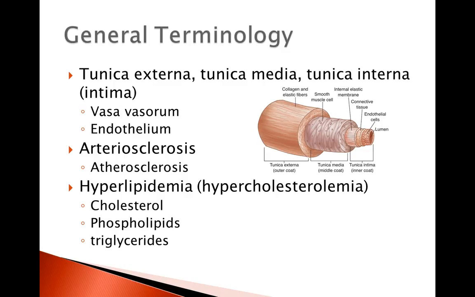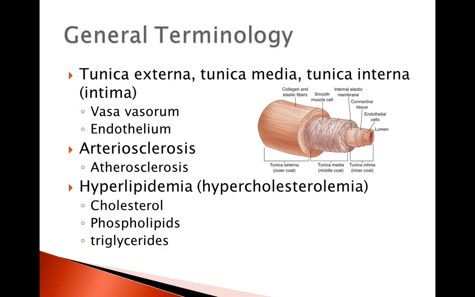And then the tunica interna or tunica intima is the innermost layer, and the innermost layer of the innermost layer is the endothelium, that inner lining that's continuous throughout all the blood vessels in the body, including the smallest capillaries, and it's the layer that actually comes in contact with the blood. Again, that should be some review.